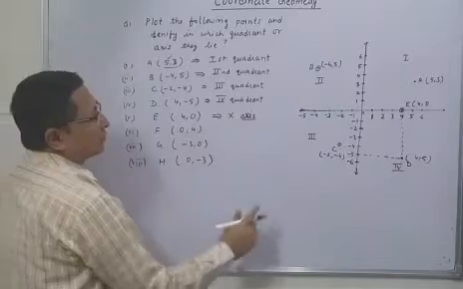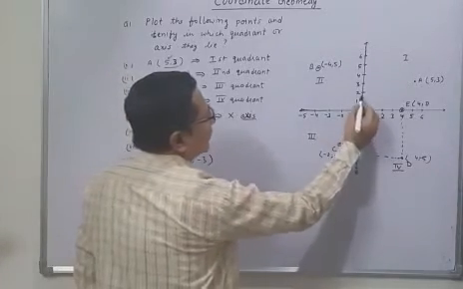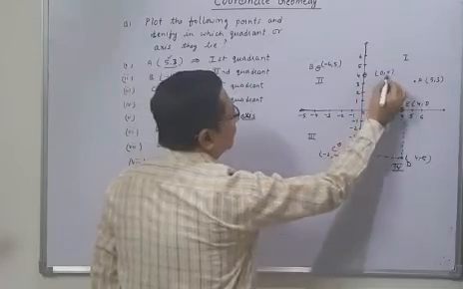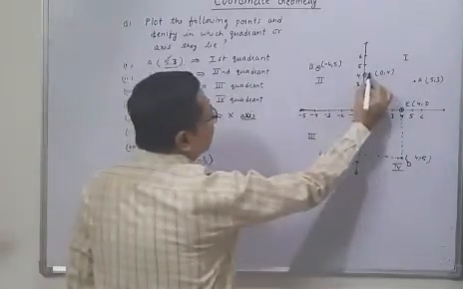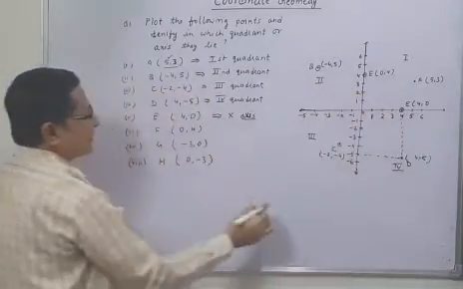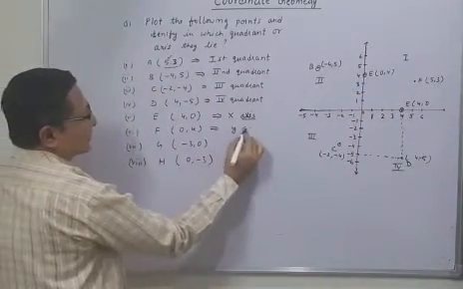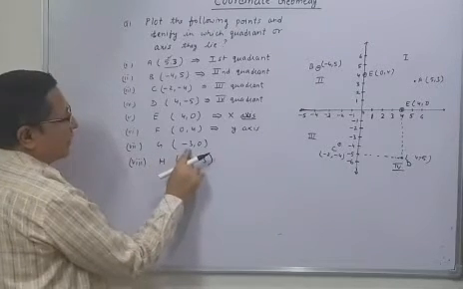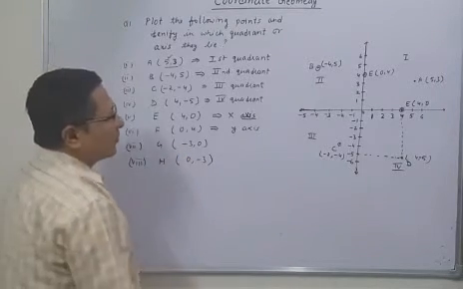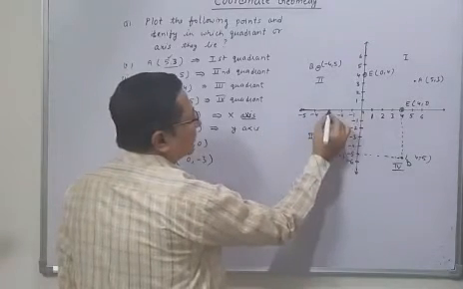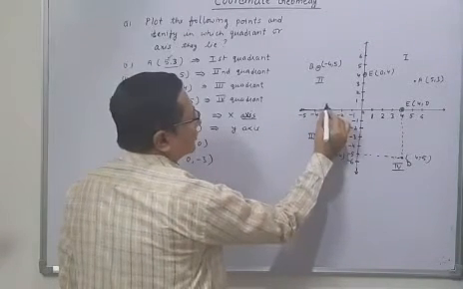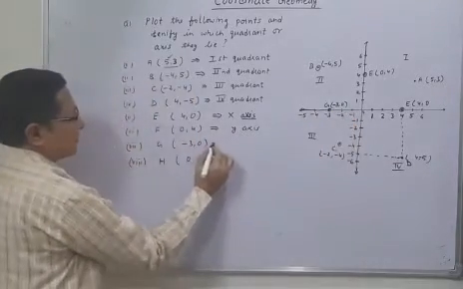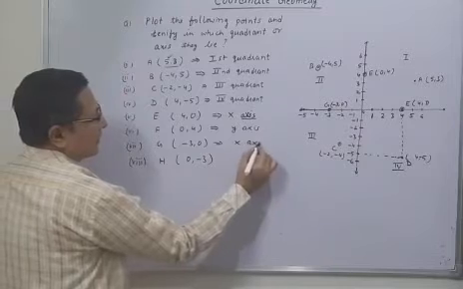Now 0, 4. This point will be 0 and here it will be 4. So this point 0, 4, this is the point F and it lies on which axis? It lies on the Y axis. Now let's take the next point, that is minus 3, 0. So this G point is minus 3, 0. And as you can see, it lies on which axis? Again it lies on the X axis.